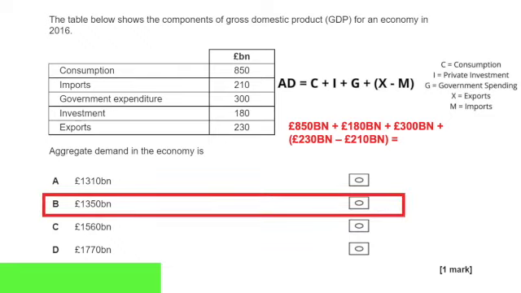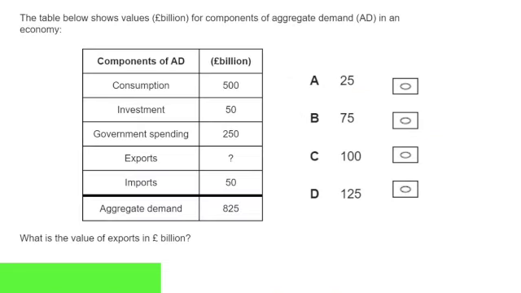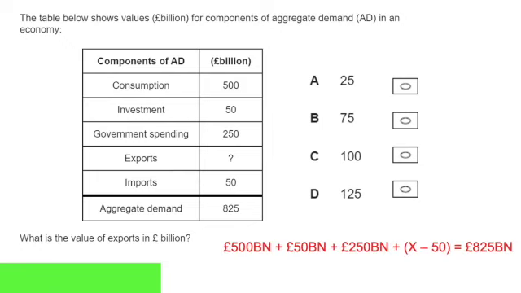Now the next question is very similar, slightly more tricky, but it's still a green question in terms of accessibility. This time we've been given aggregate demand, but what we've not been given is our exports. So again, we can use the formula as before: 500 billion plus 50 billion plus 250 billion. But now we're trying to find net exports, and we haven't got exports. We're looking for exports, but we have got imports of 50 billion. And we know our aggregate demand is 825 billion.